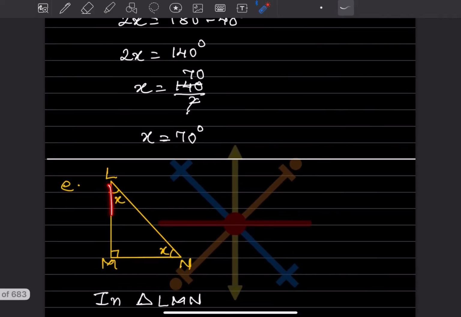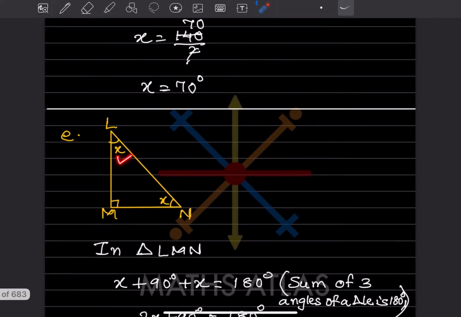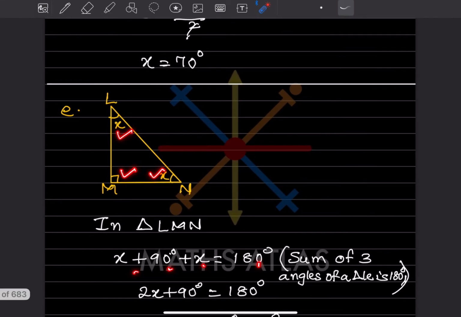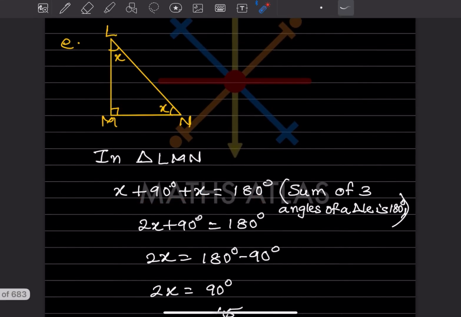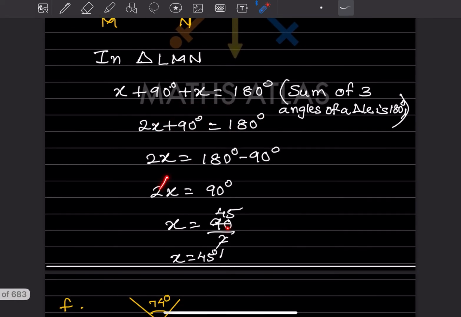Now this one, this triangle LMN. This is x, this is 90 and this is x. So you can write x plus 90 plus x is 180. So this will be 2x plus 90 is 180. So 2x will be 180 minus 90. So 2x is 90. So x is going to be 90 divided by 2. So x is 45 degrees.